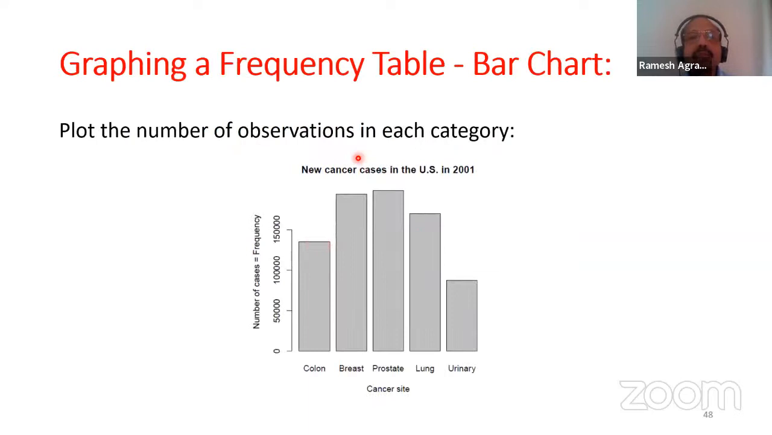I could have shown this data as a histogram also. One was tabular form and this is graphical. So you can easily see that breast cancer and prostate cases are nearly equal and have the maximum number of cases, and urinary has the minimum number of cases.